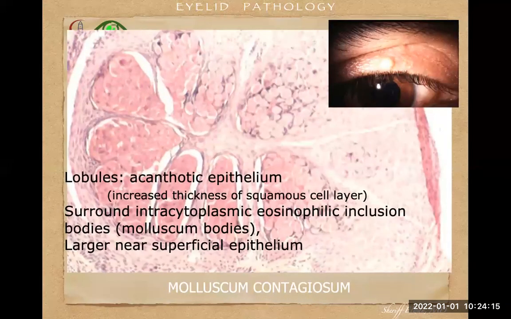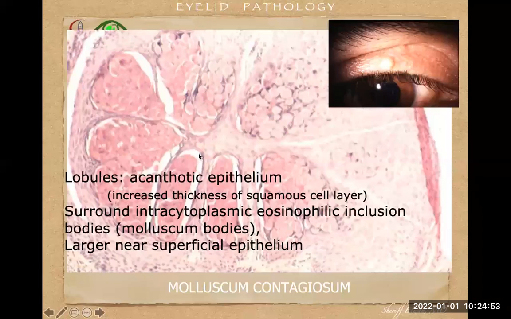Now we come to Molluscum contagiosum, and this is a viral disease where you can see a sessile, hemispherical, whitish nodule on the skin. If you open it, you find a cheesy material that is flooded with the virus particles, and thus it is very infectious. On examining under the microscope, it looks like an orange with the lobules having an acanthotic epithelium.